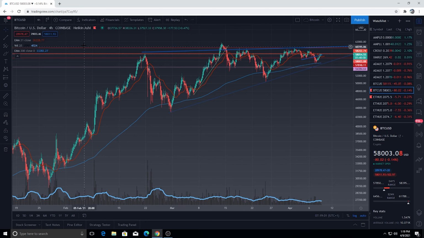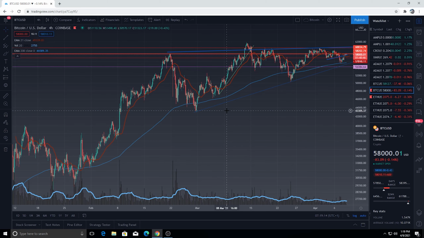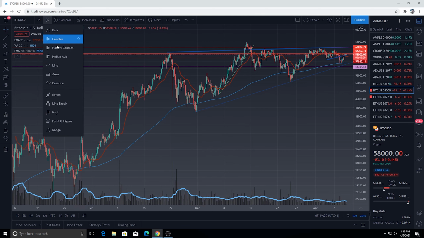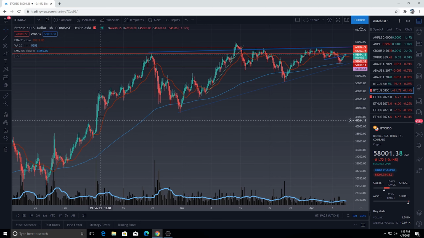And I also use the Heikin-Ashi charts instead of regular candle charts. Heikin-Ashi, if you switch it back to the candles, you'll see it's just red, green. But Heikin-Ashi really smooths out. Heikin-Ashi stands for average price. And so it really helps to see trends better.